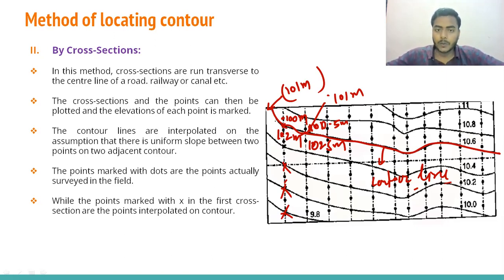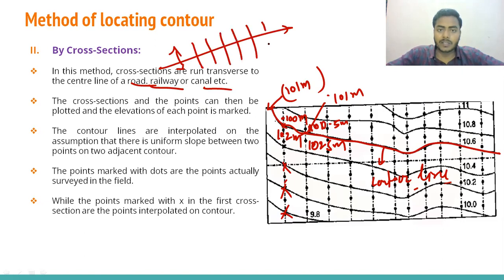This method is useful in the case of railway, road, canal, where you will see that a narrow, constant belt is running over a long run. So we can draw a cross section here and calculate different points. We can calculate the elevation, and then by using interpolation, we can draw the contour lines.